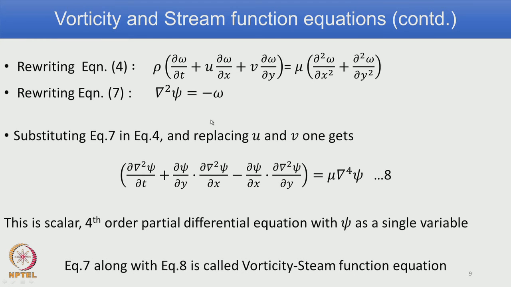Now, equation 7, that is del squared psi equal to minus omega, and equation 8, which is a transport equation written only with psi, these two together are called the vorticity stream function equations. So, if you solve with corresponding boundary conditions, then you get psi from equation 8, which is related to equation 7 with omega, that is vorticity, and from stream function psi and vorticity omega one can recover the velocity field u and v.